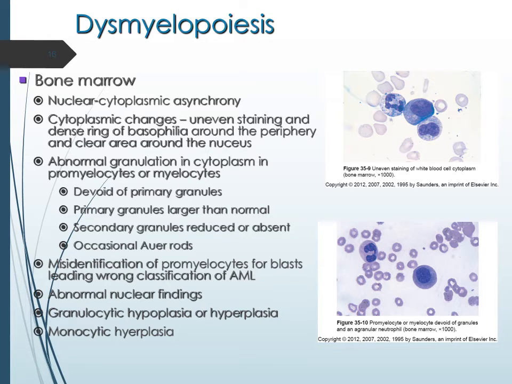Primary granules. There's abnormal granulation of the cytoplasm in which the promyelocytes and myelocytes are devoid of primary granules. Primary granules may be larger than normal or absent. You might see an occasional Auer rod. Agranular promyelocytes can be mistaken for blasts. Myelofibrosis can occur. Bone marrow may exhibit granulocytic hypoplasia and hyperplasia.